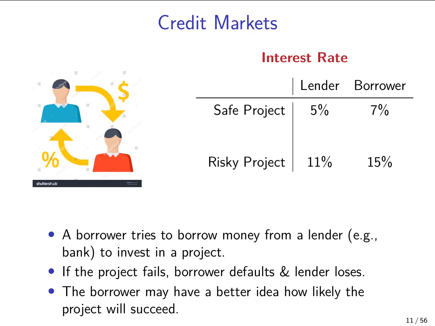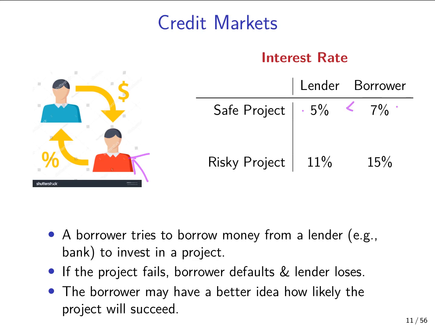Now consider the credit market, the market of borrowing and lending. Suppose a borrower would like to borrow some money to fund some project. Let's say an entrepreneur has some idea and tries to invest. If the borrower has a safe project, which has a low probability of failing, the borrower is willing to pay 7%. The lender is willing to lend at a lower rate, at 5%. So again, that could be a mutually beneficial trade, the borrowing and lending.